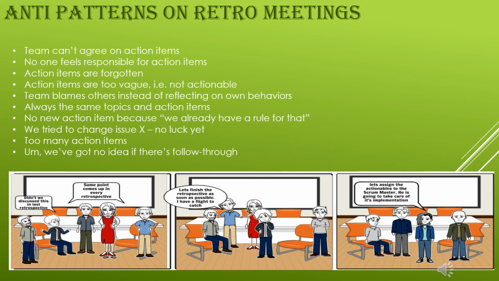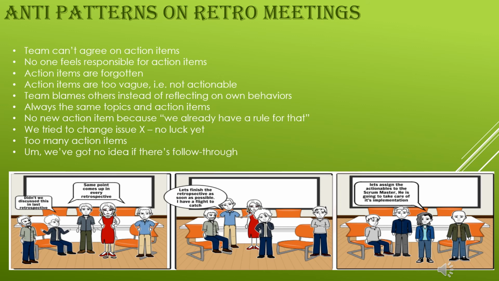And sometimes the topics which we discuss in the retro meetings are too repetitive, with the action items not being closed properly or not being tracked properly. And there is no new action item because we already have a rule for that. We're trying to change issue X, but no luck yet. Too many action items, and we have no idea if there's a follow-through.